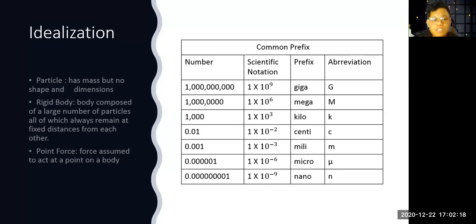Idealization. A particle has mass but no shape and dimension. A rigid body is composed of a large number of particles that remain at a fixed distance from each other. A point force is a force assumed to act at a point on a body.